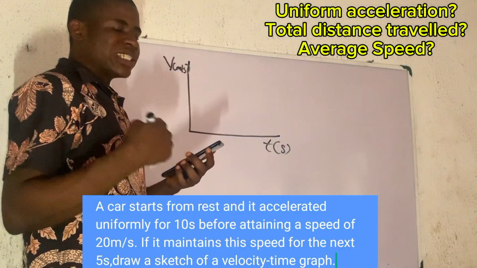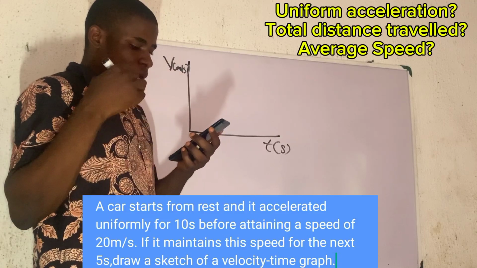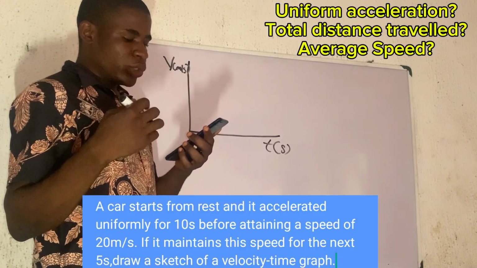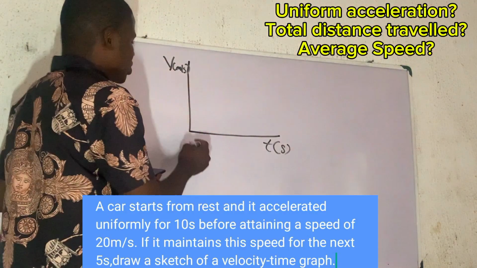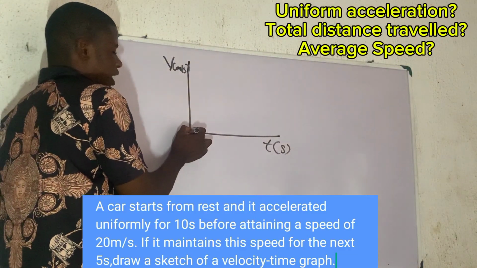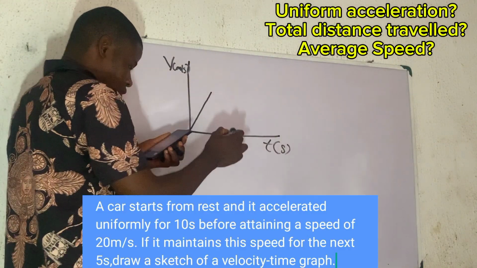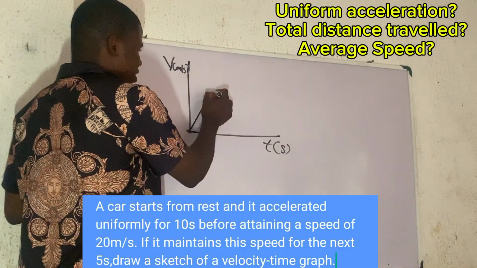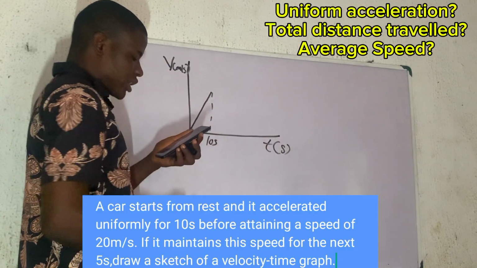Now let's follow the motion again. They said a car starts from rest and it accelerates uniformly for 10 seconds. Something starting from rest means that it started from this point, this origin, and it accelerates uniformly for 10 seconds. That's the time, 10 what? Seconds. Does it make sense?